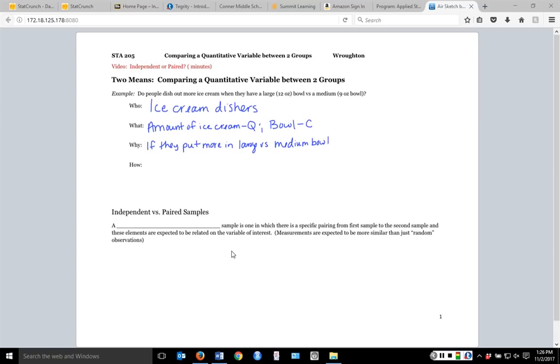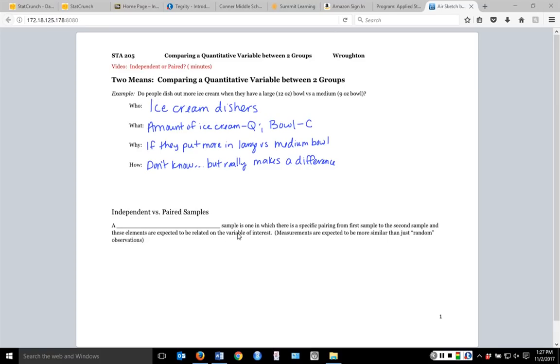How are they collecting this data? They haven't really told us much as usual, but it's even of more importance here. So we really don't know anything about it, but it does really matter. And we're going to start by talking about that and seeing how this really does make a difference on how they're collecting their data. So what we're going to talk about here is what's called independent versus paired samples.